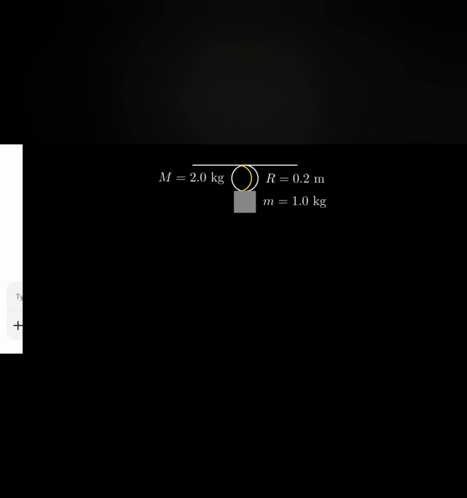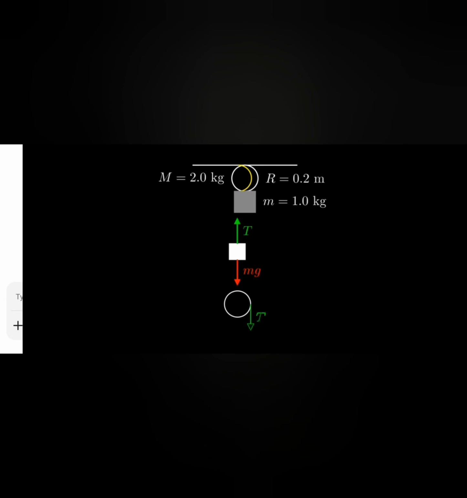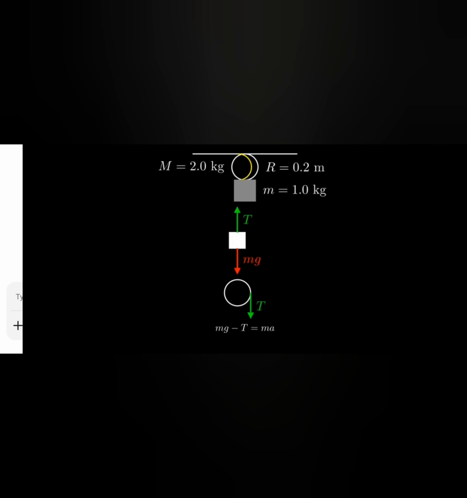First, let's draw the free body diagram for the block. Next, draw the free body diagram for the pulley. For the block, Newton's second law gives mg minus T equals m times a. For the pulley, the torque tau equals the moment of inertia I times the angular acceleration alpha. The torque from the tension is T times R.